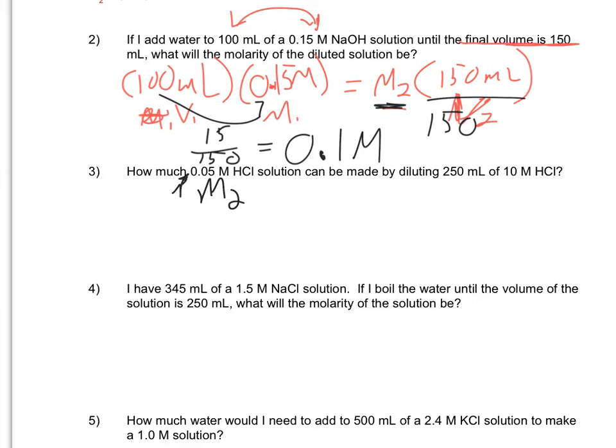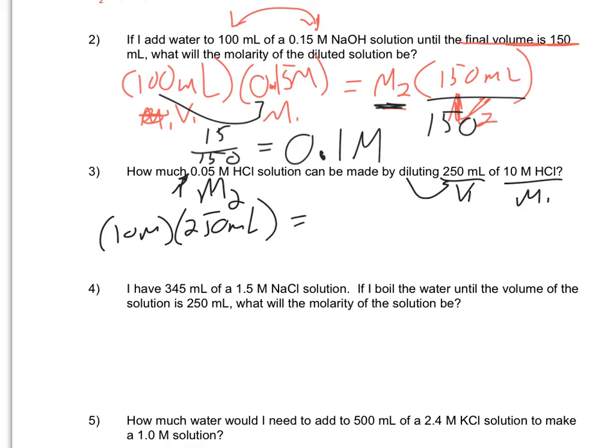By diluting, meaning we're starting with this much of a solution with this concentration. Okay, so the starting concentration is 10 molar. The starting volume is 250 milliliters. And we want to dilute that down to a final concentration of 0.05 molar. And how much volume would that be?